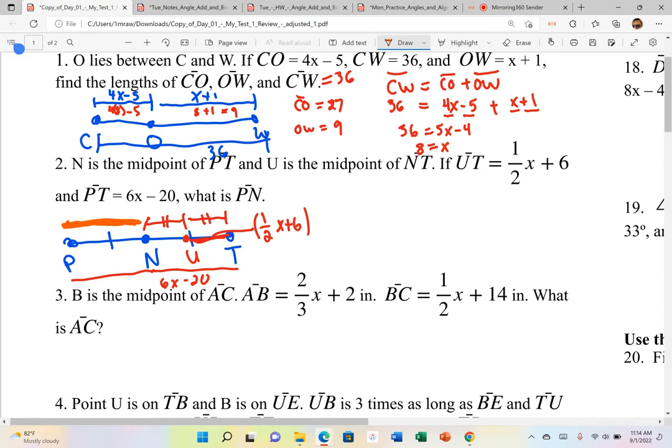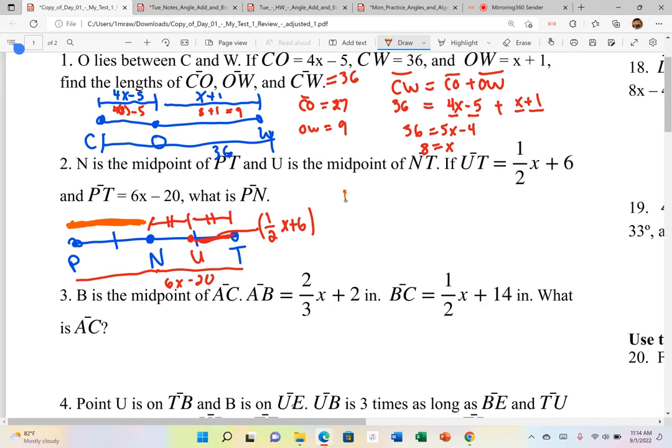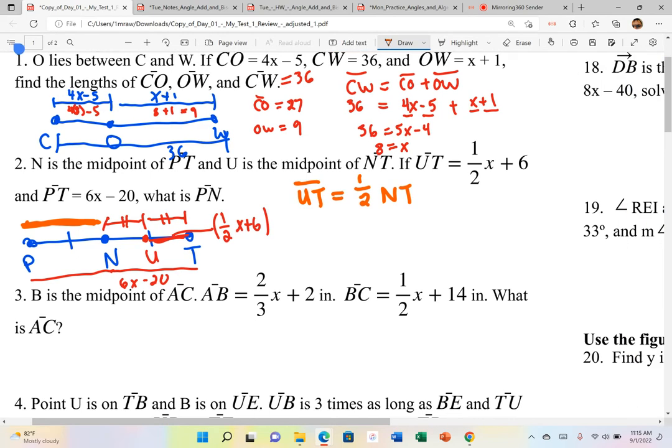So the great thing about this, some of you are worried you have fractions, but it's okay. I've shown you how to get rid of fractions, right? Okay? So, UT is equal to 1/2 of NT. Yes? Correct. Okay. And NT is equal to 1/2 of PT. Is that okay? Is everyone all right with that?